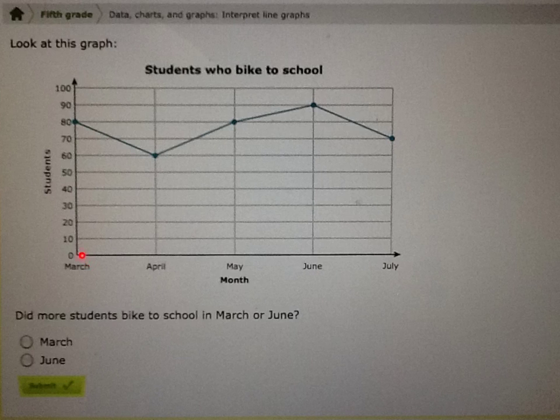Well, in March, we can see that about 80 kids biked to school. However, in April, there was only 60. In May, 80. You always are going to go up with your data and across. It's also very important to see what are the increments on the side. We're going from 0, 10, 20, 30, 40, so we have increments of 10. So now we have our information. Now we can actually go ahead and answer the question, did more students bike to school in March or June? March, we had 80. June, we had 90. So the correct answer would be June.